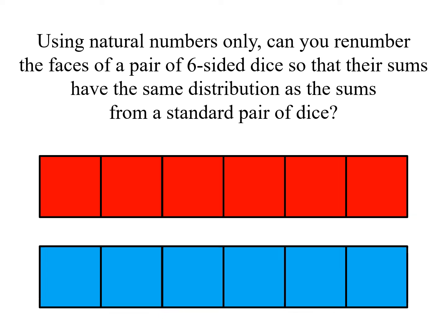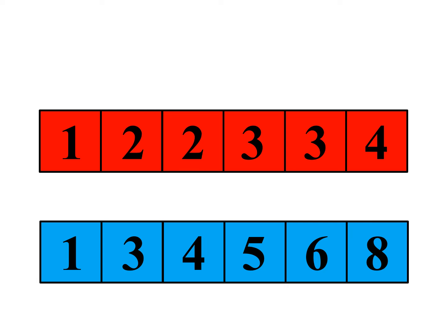You can also repeat numbers. For instance, maybe the red die has 1, 3, 3, 4, 4, 5. And both dice will not be identical. Each will have a different number scheme. You might want to pause the video to see if you can come up with the numbers that will solve this problem. Here is the answer.